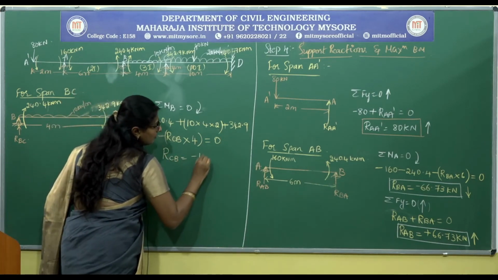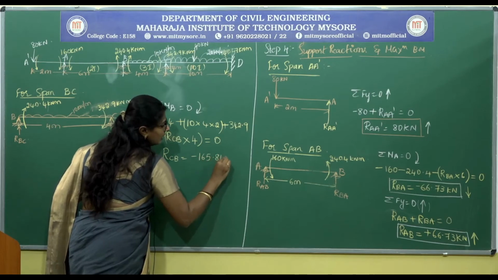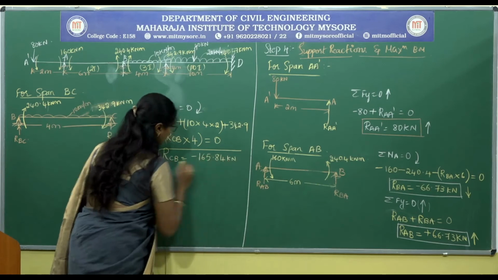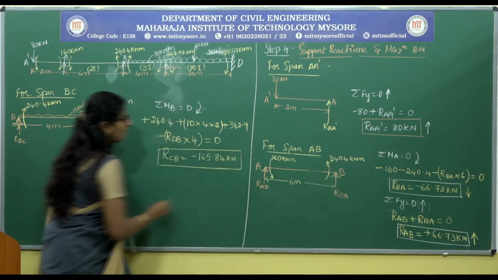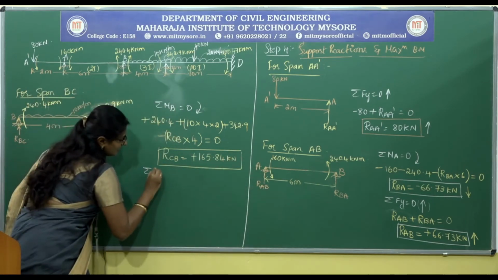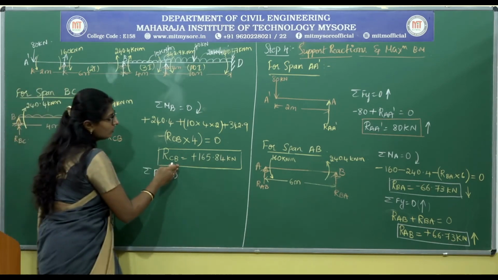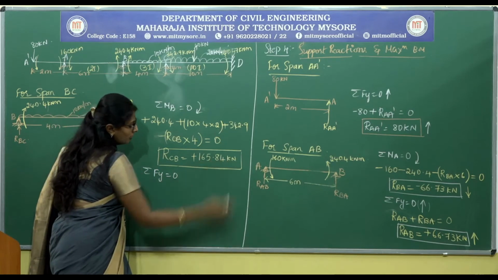RCB is equal to 165.84 kilonewton. So RCB is equal to 165.84 kilonewton.